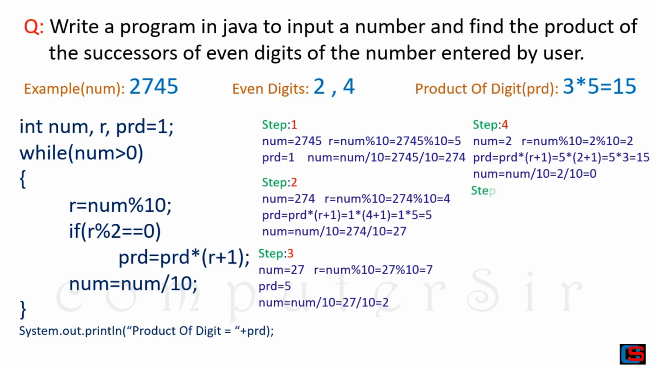In step 5, as you can easily see, the value of num has become 0, so the loop condition, num greater than 0, is not satisfied, and that's why the control comes out of the loop, it means exit from the loop. Then the System.out.println is going to be encountered, and it prints the prd, and you can see in step 4 prd has already become 15, which is exactly the correct value for this program.